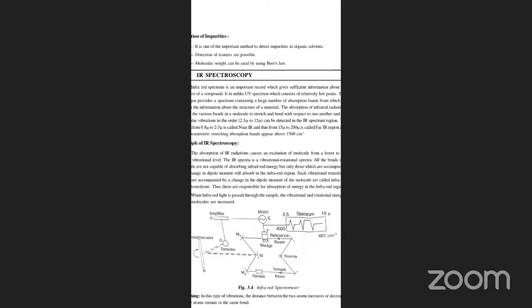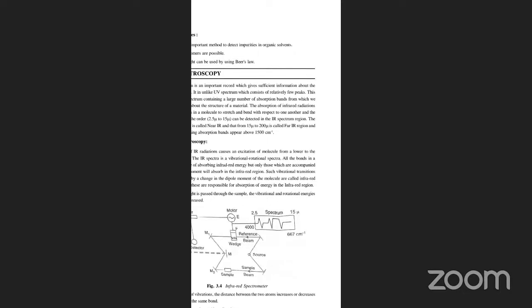Vibrations in another region, 2.5 micrometer to 15 micrometer, can be detected in the IR spectrum region. The region from 0.8 micrometer to 2.5 micrometer is called near IR, and the 15 micrometer to 100 micrometer is called far IR region, and the characteristic stretching absorption bands appear above 1500 centimeter inverse.